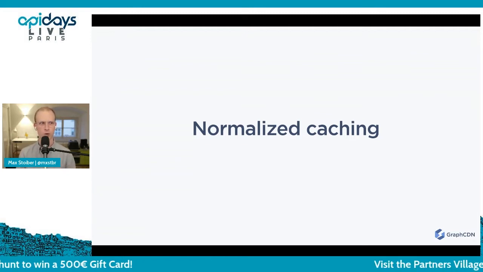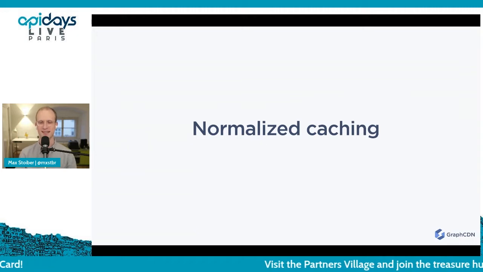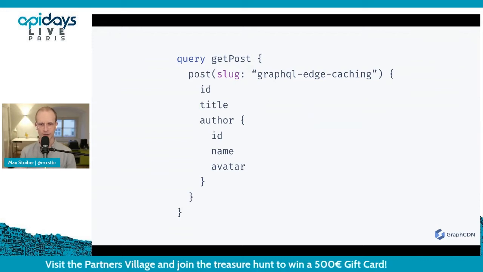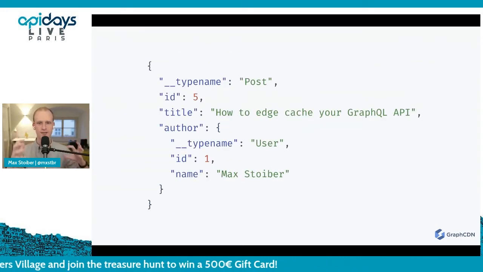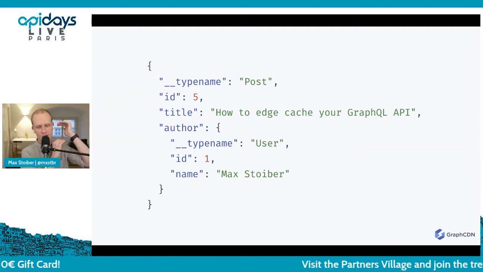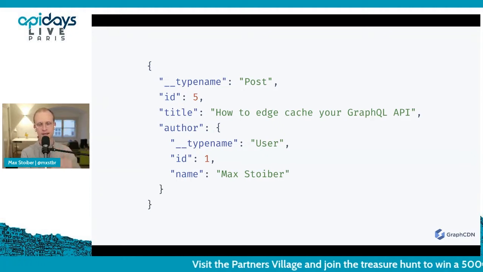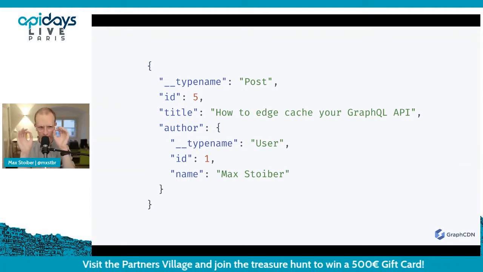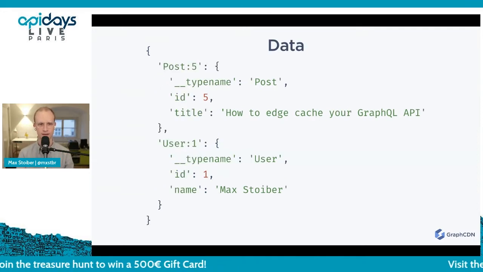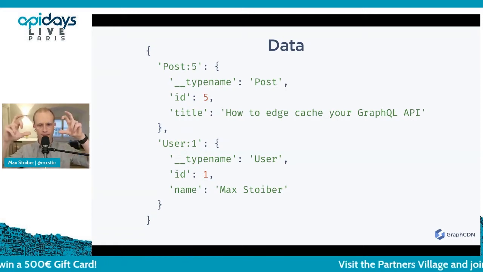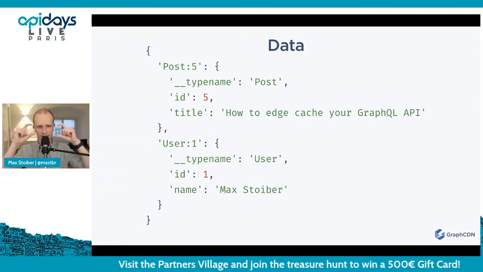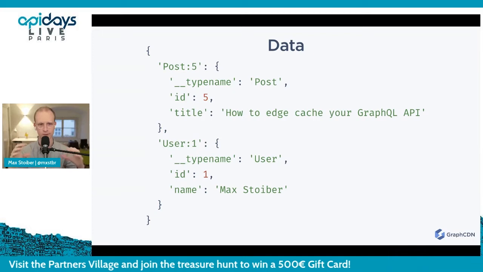If we go back to our query where we were fetching a single blog post, right? This one. We're fetching the blog post and we're fetching the author. If we look at the response again, we have the post with ID 5 and the user with the ID 1. Rather than taking this entire response and storing it in the cache as a response for this specific query, normalized caching takes every object in the response and caches it separately. So for example, with Urql, their data structure looks a little bit like this. It stores the post with the ID 5 in the cache. It stores the post with the ID 5 with the data of that post, and then the user with the ID 1 with the data of that user.